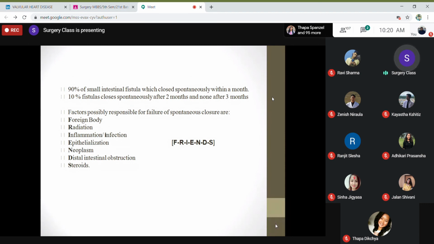As you know, the factors responsible for non-healing, I've already told you, friends: foreign body, radiation, inflammation, infection, epithelialization, neoplasm, distal intestinal obstruction, and use of steroid. Use of steroid will also give rise to non-healing of fistula. So steroid use is very, very crucial. Sometimes it is very nice to use steroid. Sometimes it can be hazardous if used long-term.